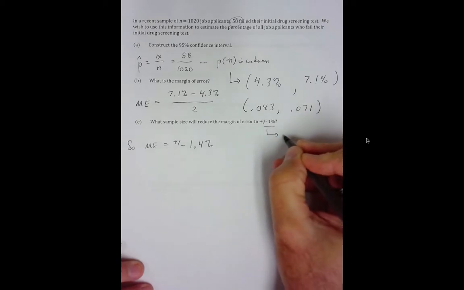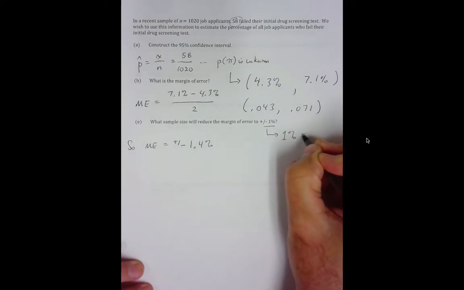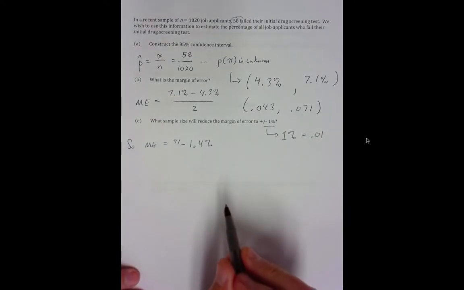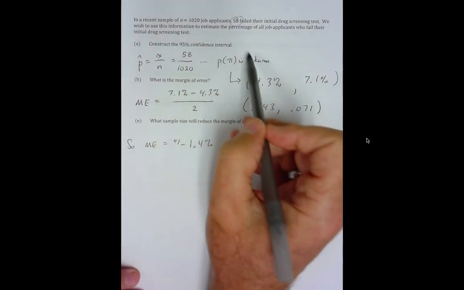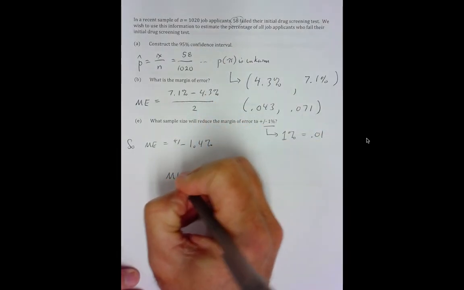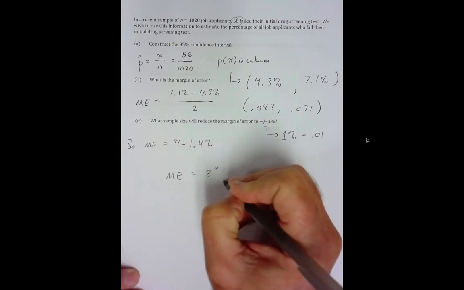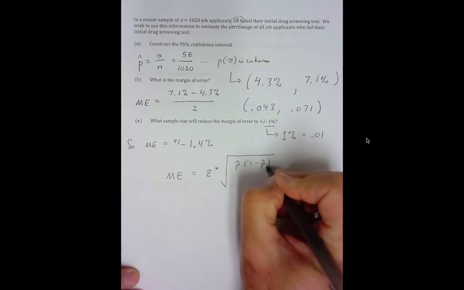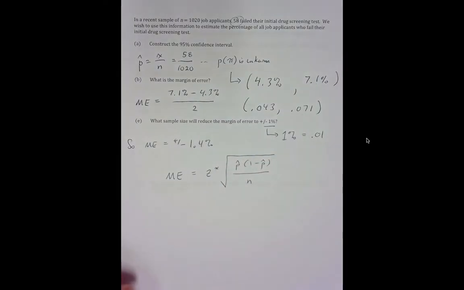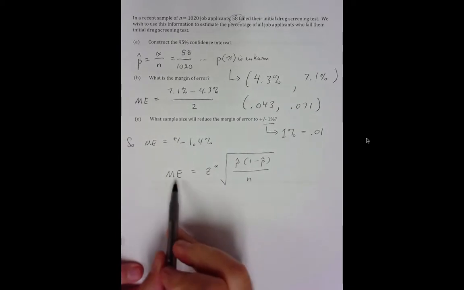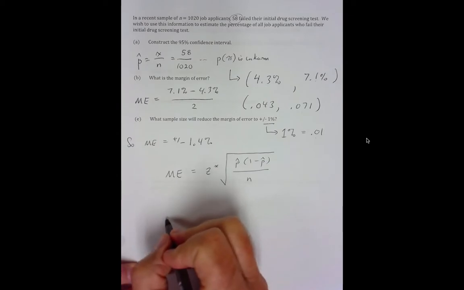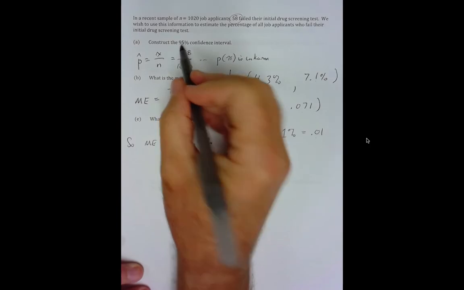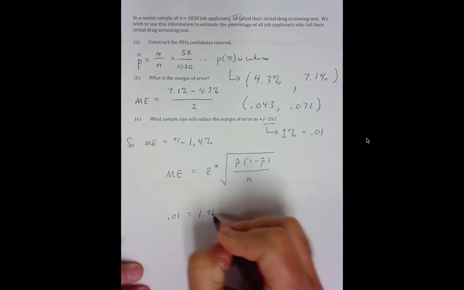So the first thing you got to remember is 1% is the same thing as 0.01. And for this type of problem, which is a confidence interval for an unknown population proportion, the margin of error is z critical times the square root of p hat times 1 minus p hat over n. So we got a little bit more work to do here. So the desired margin of error we want is 0.01. The z critical for the 95% confidence interval is 1.96.